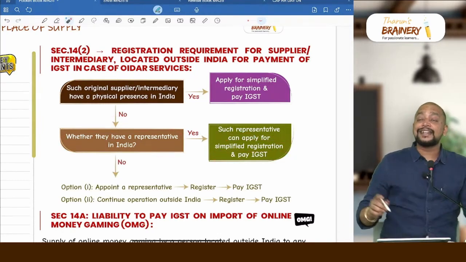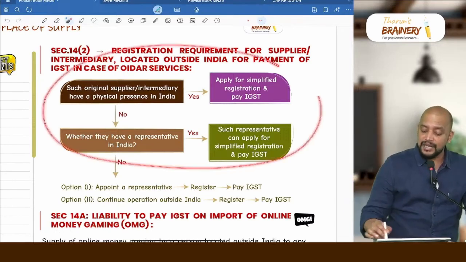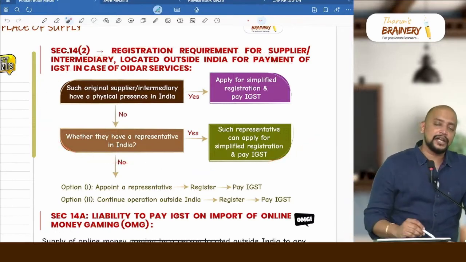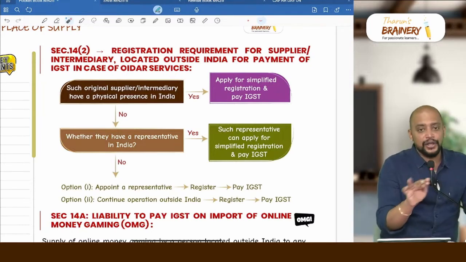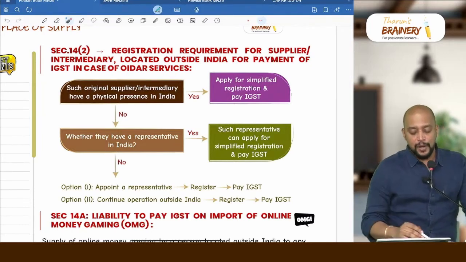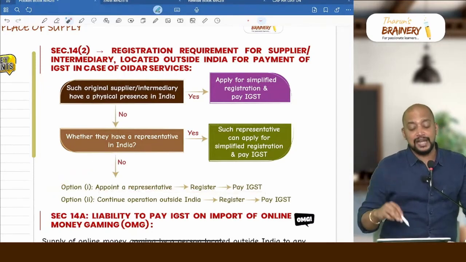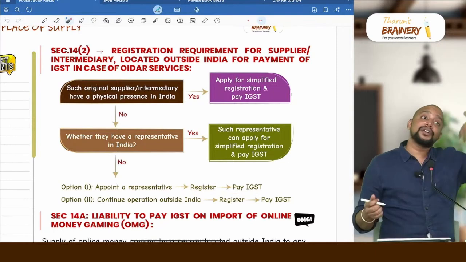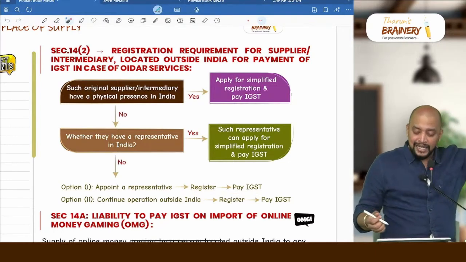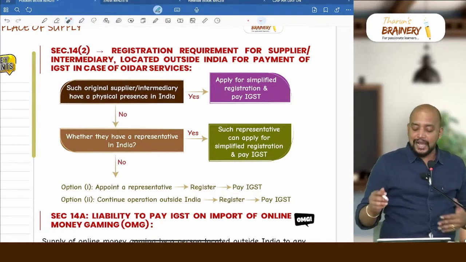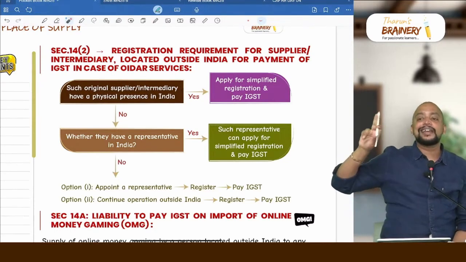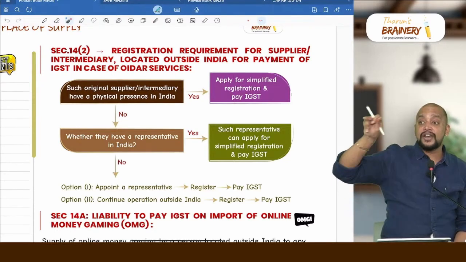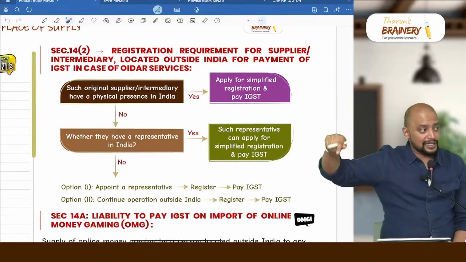No. Then in case of e-commerce operator also the similar discussion we have made. And in that I told you they shall appoint a representative, but here it is not shall appoint, may appoint a representative. Option 1, may appoint a representative. That representative will register and pay IGST, or they can continue their operations outside India and still they can register and pay IGST. So this is an exception to e-commerce operator. In case of e-commerce operator, if they don't have a representative, they shall appoint a representative.